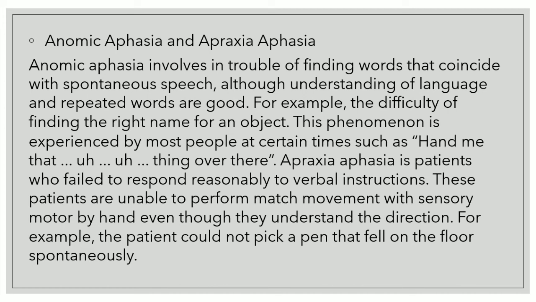Anomic aphasia and apraxia aphasia. Anomic aphasia involves trouble finding words in spontaneous speech, although understanding of language and repeated words are good. For example, the difficulty of finding the right name for an object. This phenomenon is experienced by most people at certain times, such as, "hand me that thing over there." Apraxia aphasia is when patients fail to respond reasonably to verbal instructions. These patients are unable to perform matching sensory-motor movement by hand, even though they understand the direction. For example, the patient could not pick up a pen that fell on the floor spontaneously.